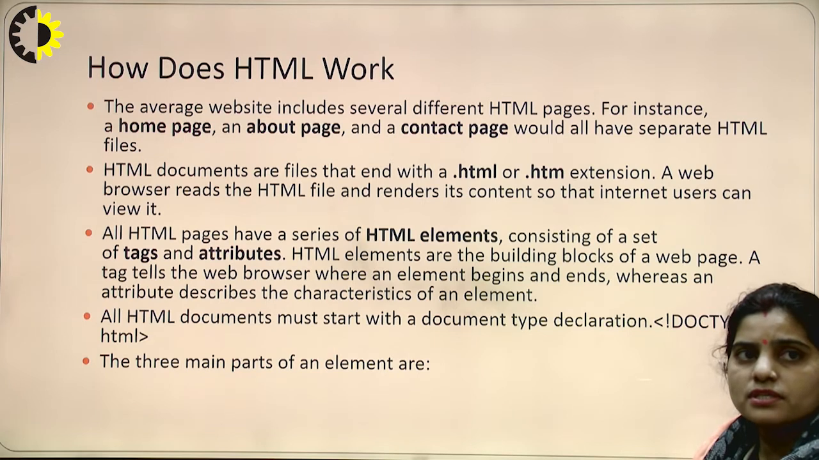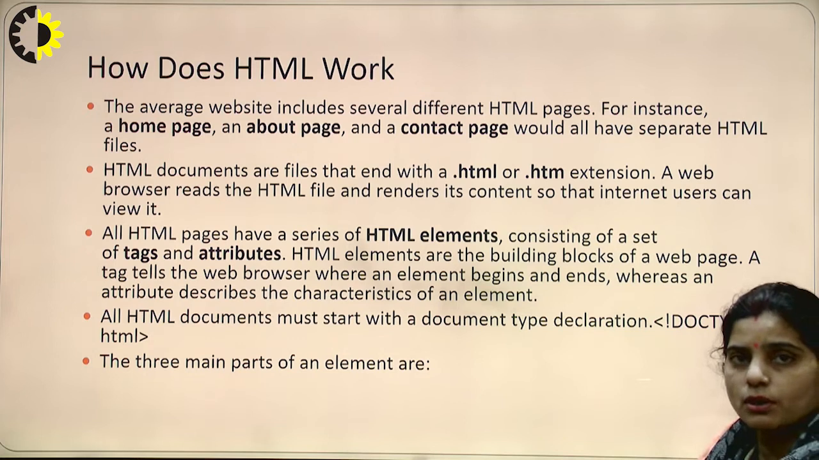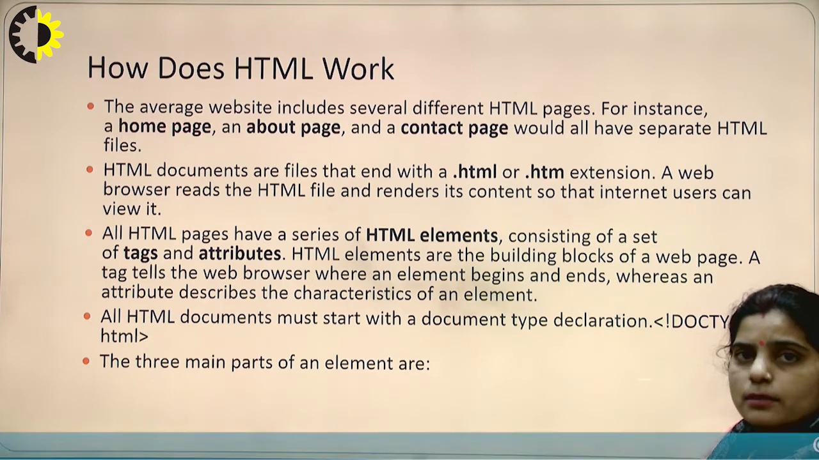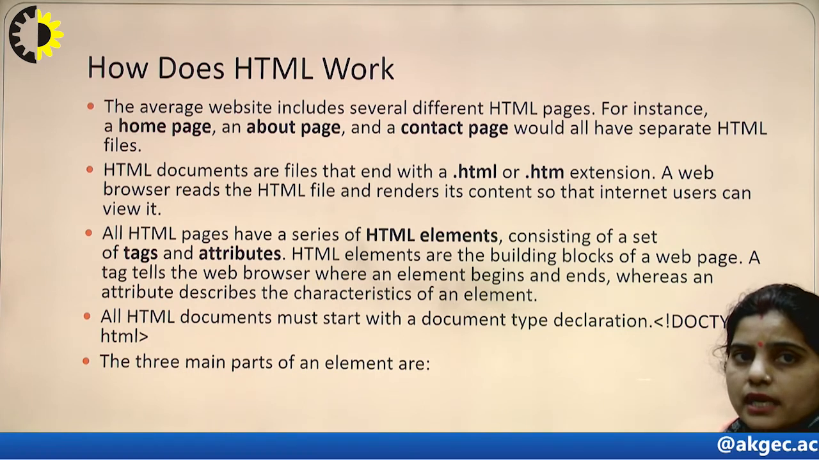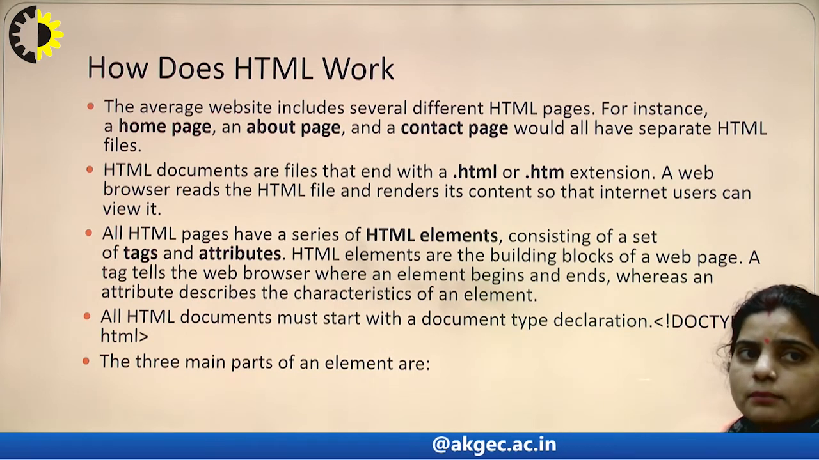The web browser reads the HTML file and renders its contents so that internet users can view it in different formats. All HTML pages have a series of HTML elements, which consist of a set of tags and attributes. These elements are the building blocks of web pages, and the tags tell the browser when an element begins and when it ends. The attributes used with the elements of HTML describe the characteristics of that element.